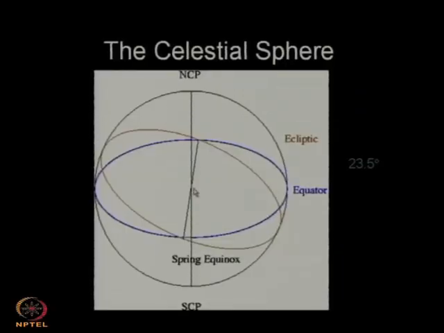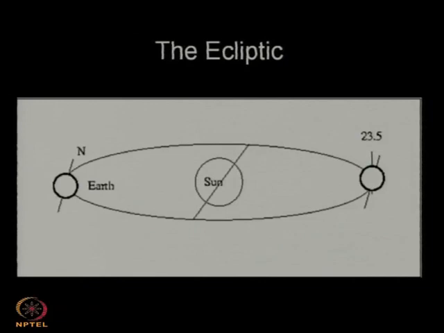Now when I look at the sun sitting over here, on the earth, what will the position of the sun look like? To understand that, let us go back to the previous picture. During summer the sun is going to appear to the north.